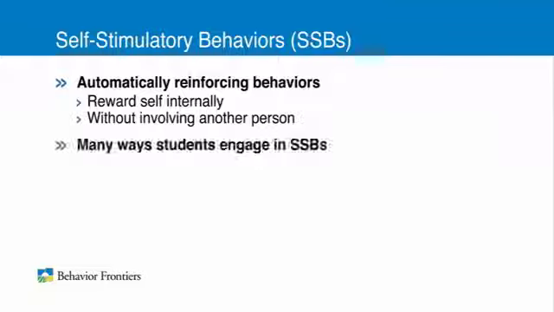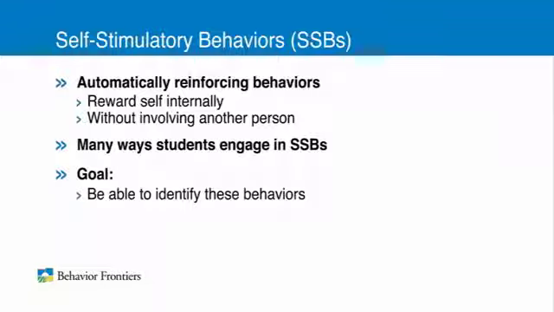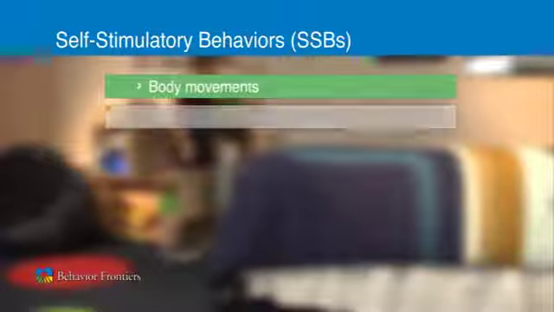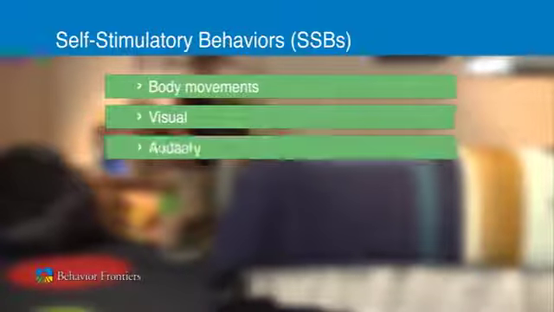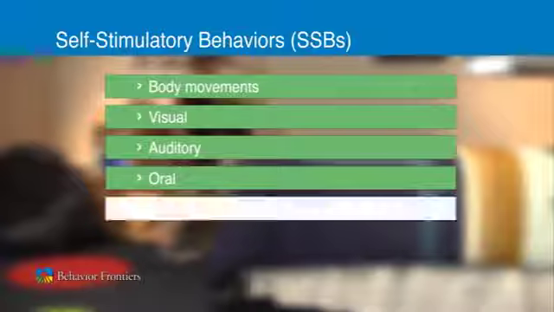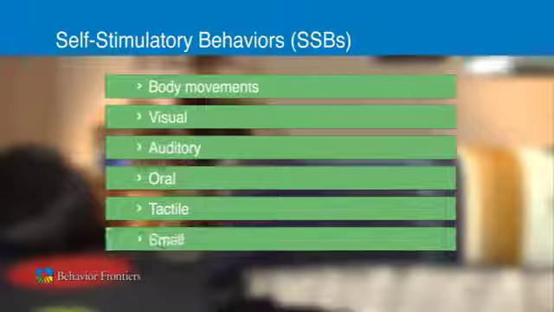There are many ways that students with autism can engage in self-stimulatory behaviors in order to give themselves pleasurable sensory input. It is important when working with students with autism to be able to identify these behaviors. Therefore, we are going to go over several sensory modes and discuss some examples of repetitive behaviors in each category.